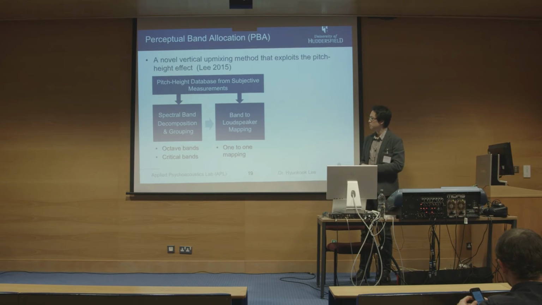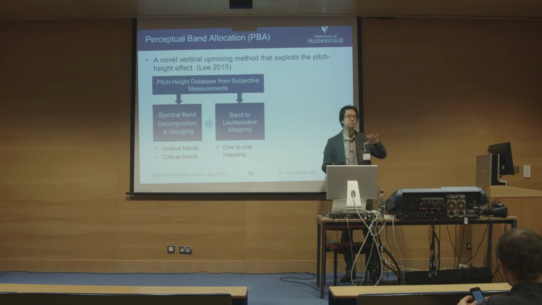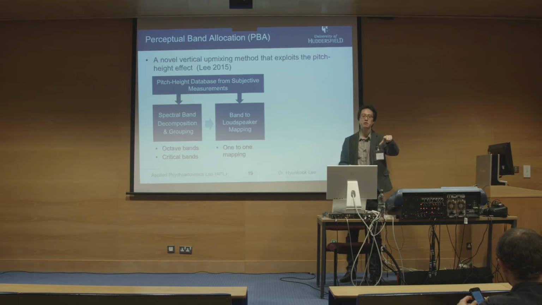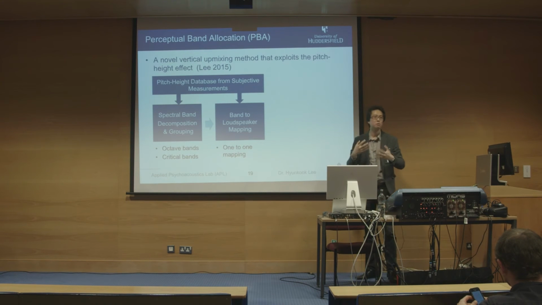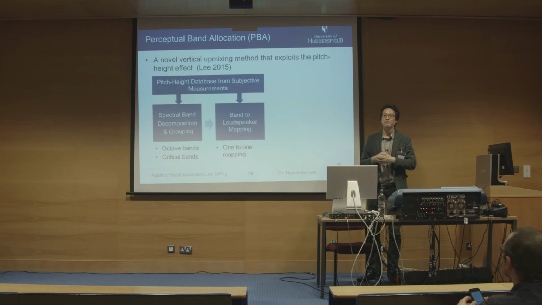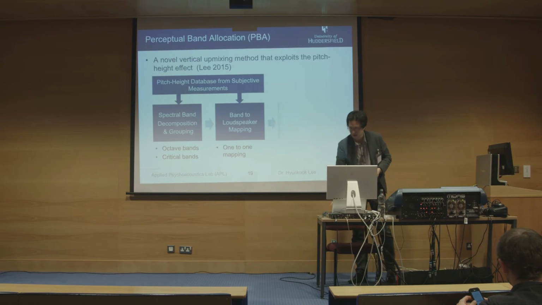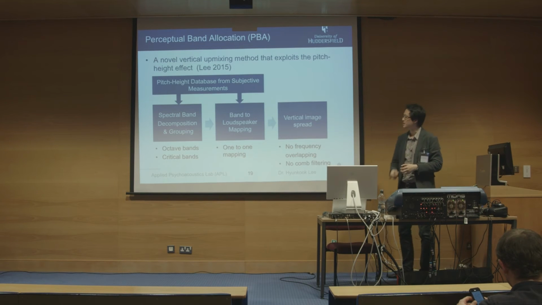So, for example, the 125 hertz band can go to the lower speaker, whereas the 4 kilohertz band can go to the higher speaker. By this, we can do flexible mapping of different frequency bands to different speakers in order to create different degrees of vertical image spread. And that can be used for vertical mixing.